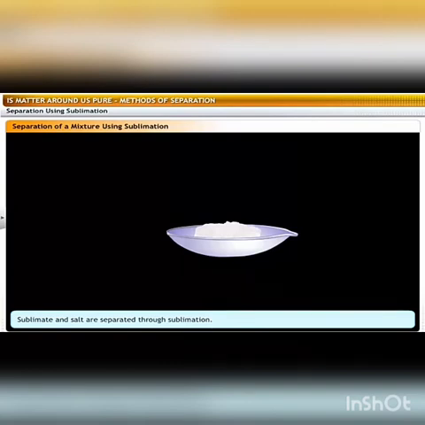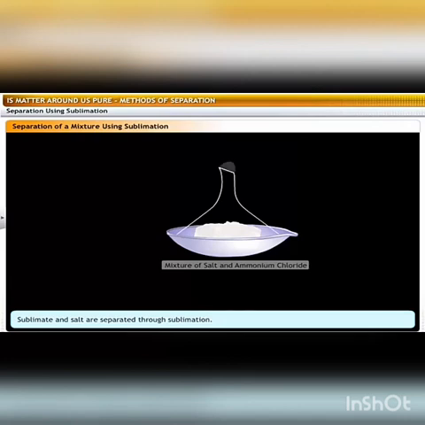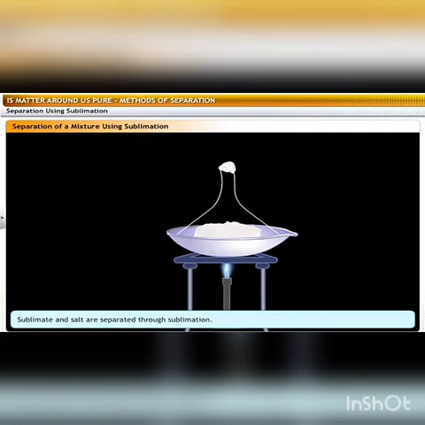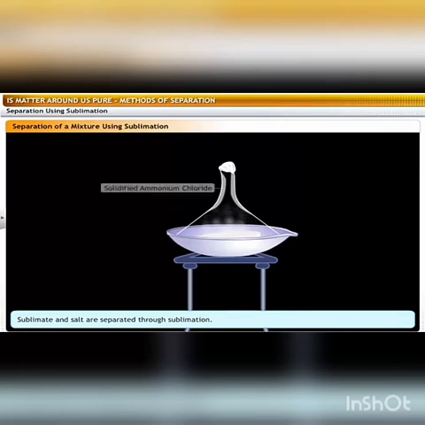So, to separate a mixture that contains a salt and a sublimable solid, such as ammonium chloride, you can use the process of sublimation. Take the mixture in a china dish and cover it with an inverted funnel fitted with a cotton plug. Heat the mixture. In a short while, you will see vapors of ammonium chloride. Stop heating and allow the setup to cool. You will see a fine white powdery deposit on the sides of the funnel. This is solidified ammonium chloride.